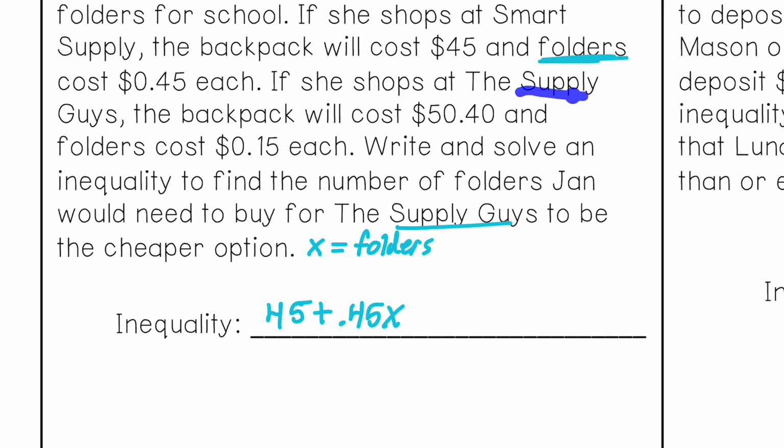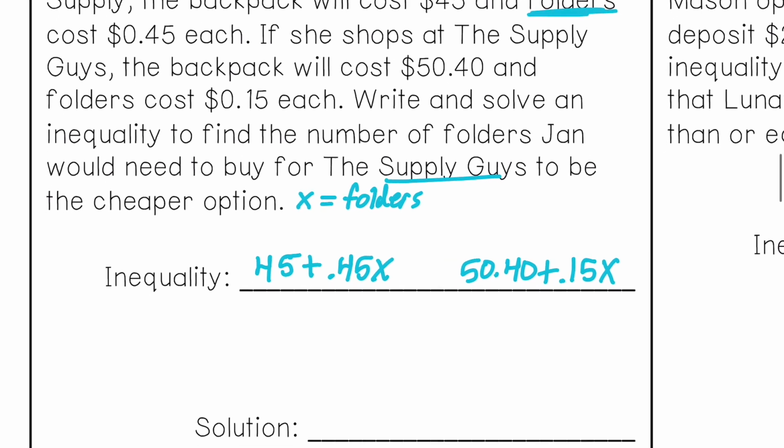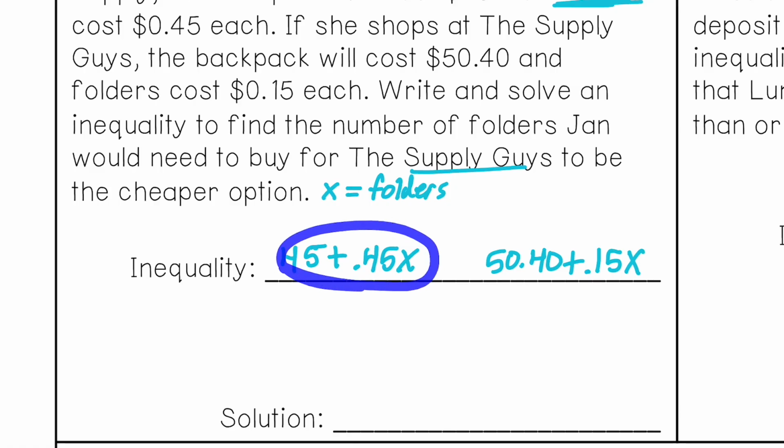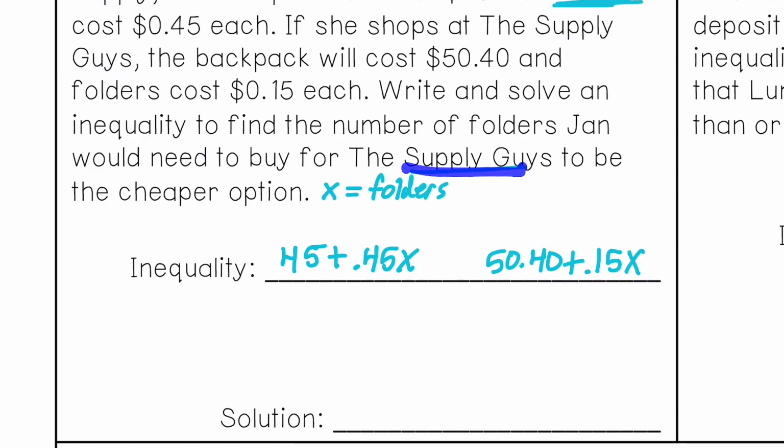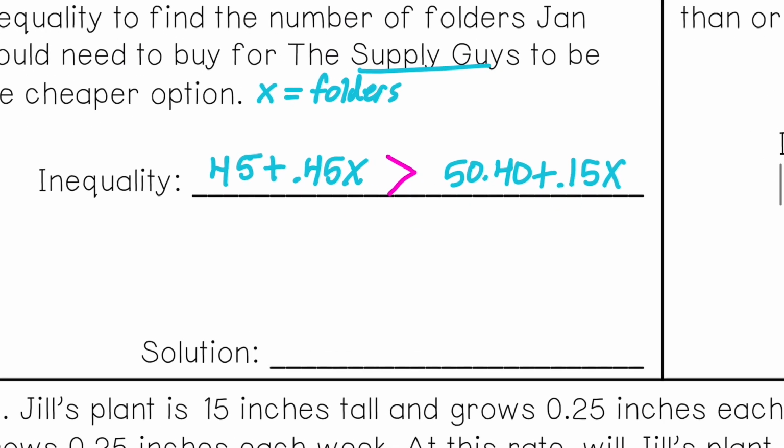All right, and then the Supply Guys, that's costing me $50.40 plus, this is 15 cents a piece, so 0.15x. So here is the expression for the Smart Supply. Here is the expression for the Supply Guys. And we need the Supply Guys to be the cheaper option, which means that the Smart Supply is going to be greater than the Supply Guys. All right, and then from here, we are just solving.